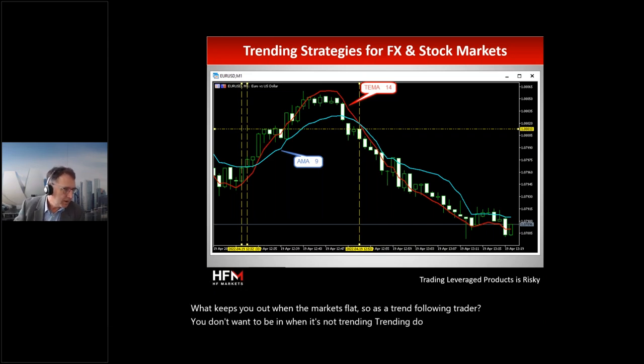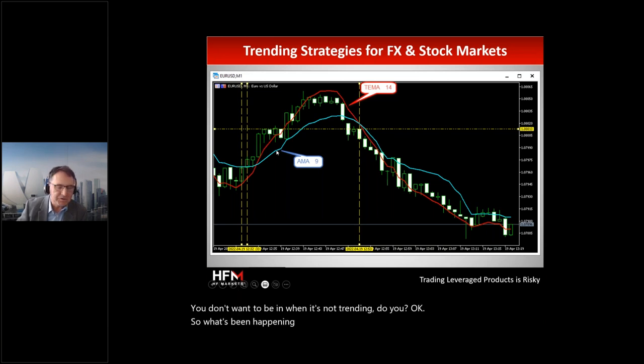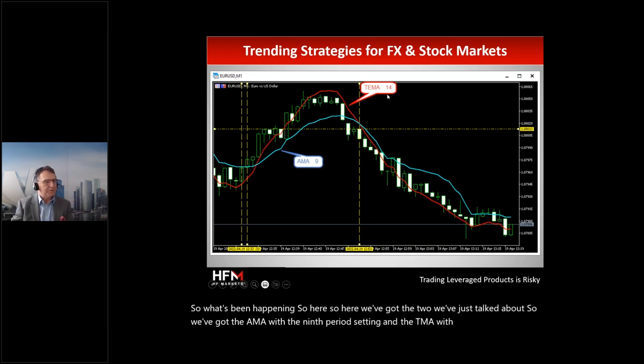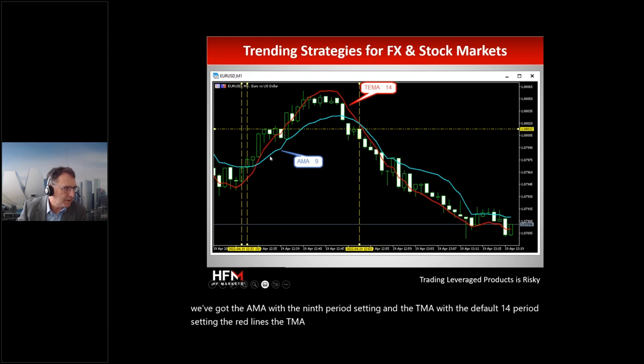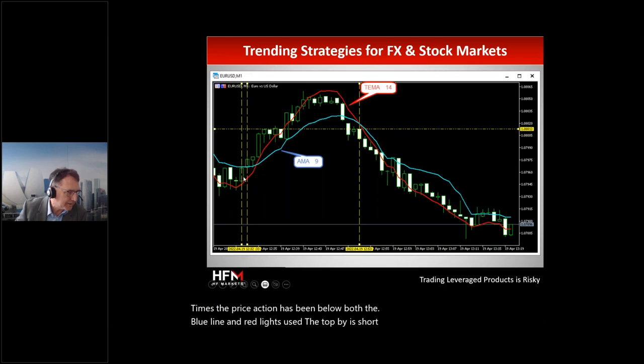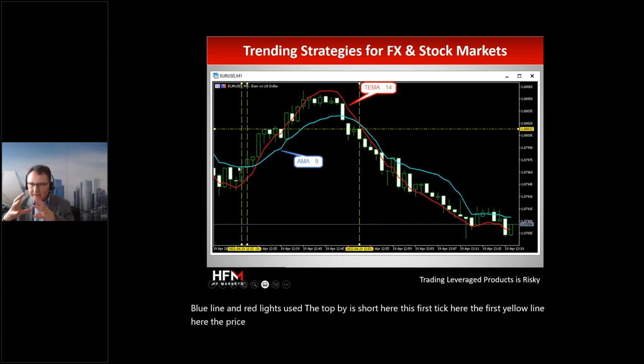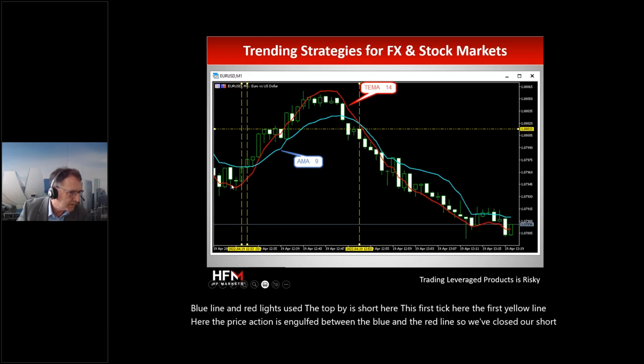Okay, so what's been happening? Here we've got the two we've just talked about: the AMA with the 9 period setting, and the TMA with the default 14 period setting. The red line is the TMA on this setup, and the blue line is the 9 period. Here we've been going down. Four times the price action has been below both the blue line and red line, so you're biased short. At this first yellow line, the price action is engulfed between the blue and the red line, so we've closed our short position here, if we didn't earlier.